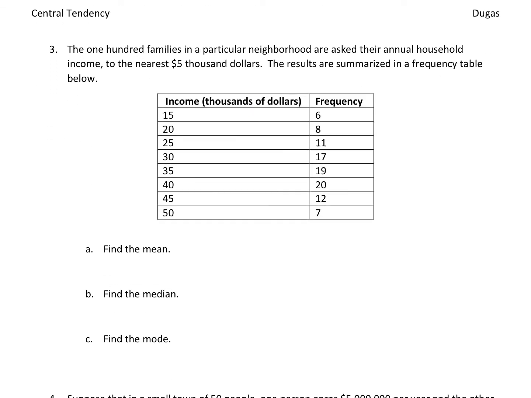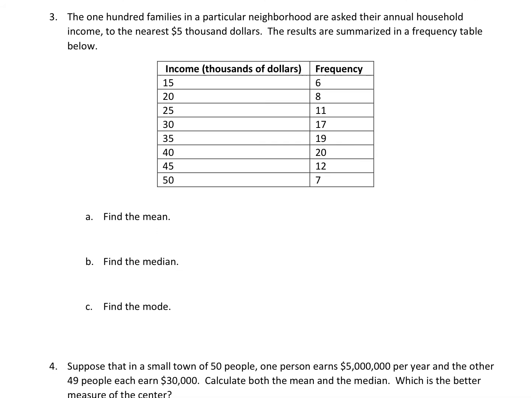All right, number 3. The 100 families in a particular neighborhood are asked their annual household income to the nearest $5,000. The results are summarized in a frequency table below. So we want to use this table to find the mean, the median, and the mode. So to find the mean, we have to add up all 100 values, and even though it doesn't maybe look like 100 values, notice that the frequency is used.